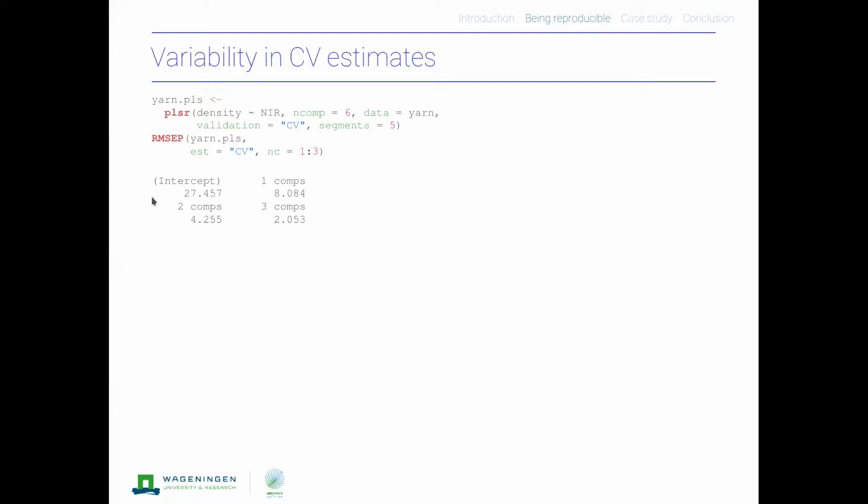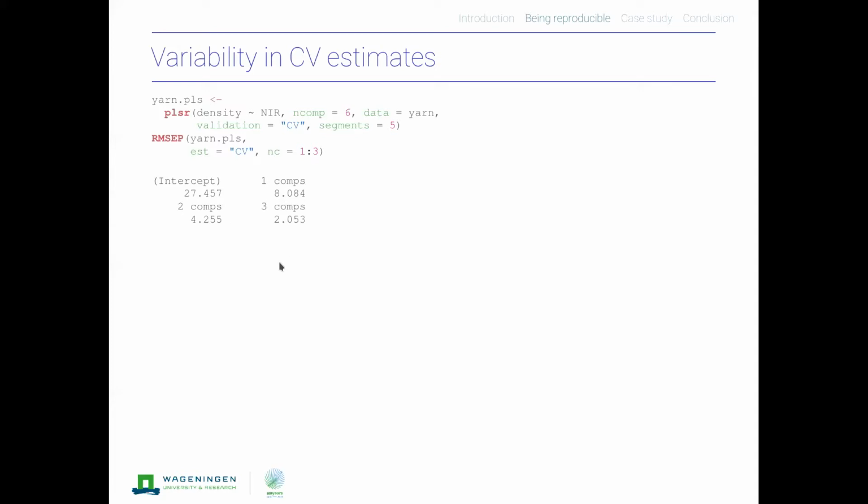Now, the PLS-R function also returns information about what the quality of the model would be if you would have no components whatsoever. In this case, that would be an RMSEP of 27. So it does say RMSEP here, but it doesn't mean that's the root mean square error of prediction. It's simply the function name. And here you say that it's about the cross-validation estimate that is part of the yarn.pls object. But what you see is that the first component already decreases the error, the second decreases it further, and the third decreases it even further.